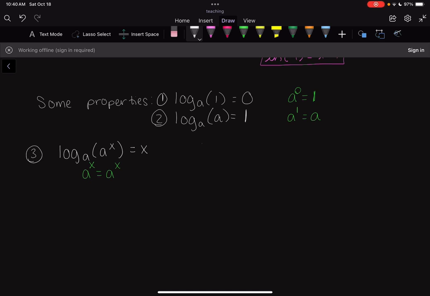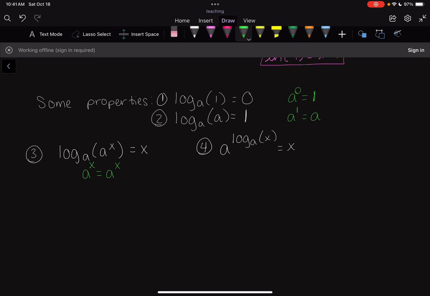And then my last property that I'll show you before we get into some other types of stuff is a to the log base a of x is equal to just x. And if we write this as a logarithm, we can kind of see how it is working. If I write this as a logarithm, it's already an exponential. It has an exponent. It just has them both wrapped in, so it looks a little confusing.